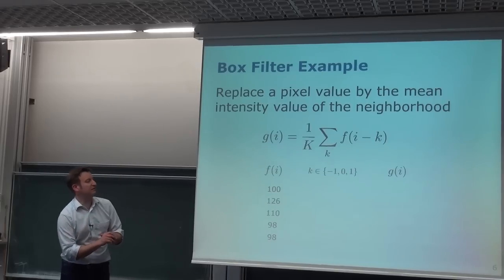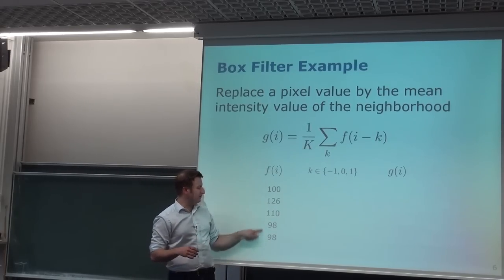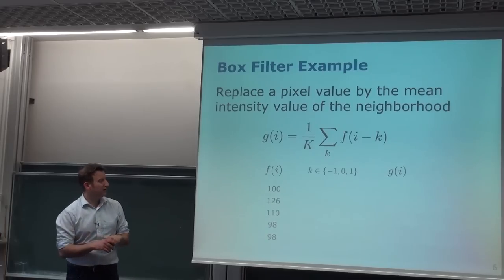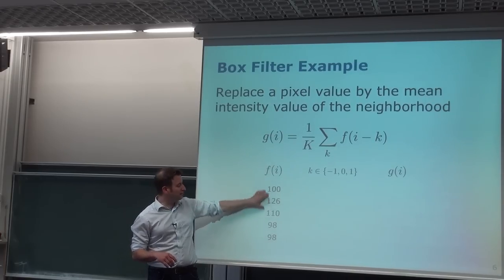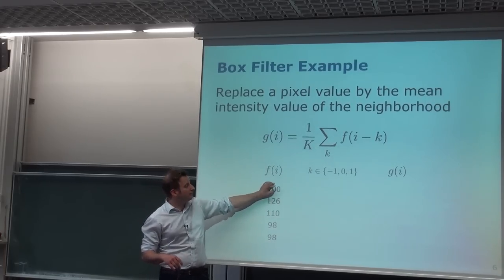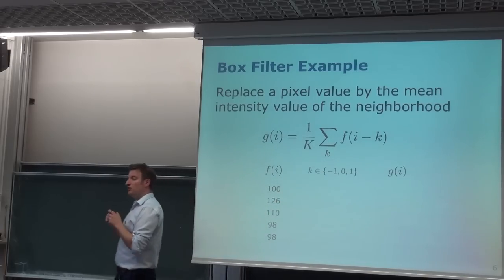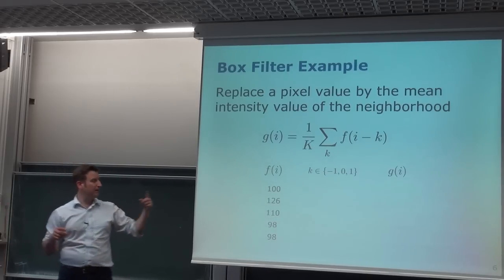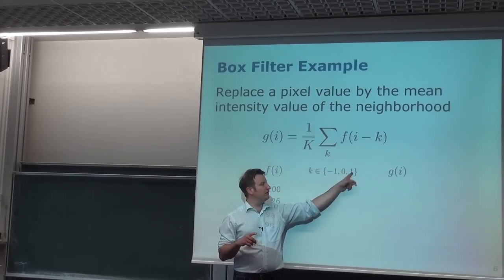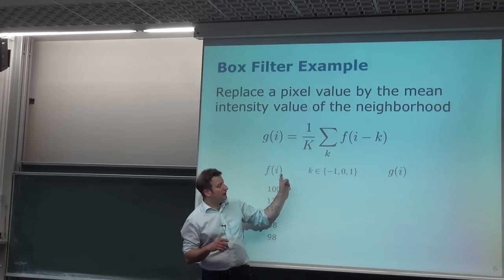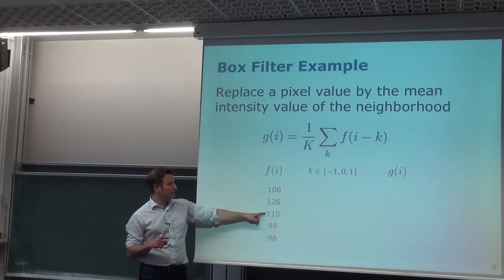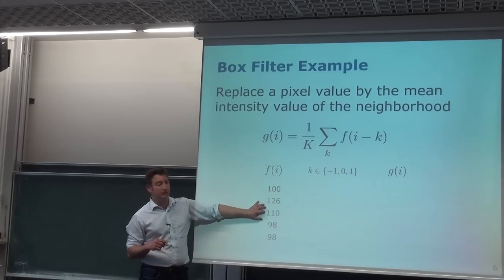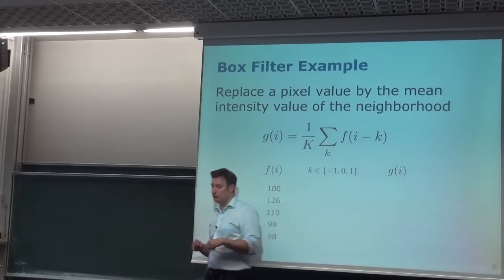Okay, let's make a small example. Let's say we're living again in the 1D world, and these are my intensity measurements in my input image: 100, 126, 110, 98, again 98. These are the original intensity values that I have. Then I say I want to compute a box of the size of 3 pixels, meaning the pixel I'm considering and 1 to each side. Now I want to compute the output. For any index, say the one in the middle, we simply say 126 plus 110 plus 98 divided by 3. And this will be the output which goes here.